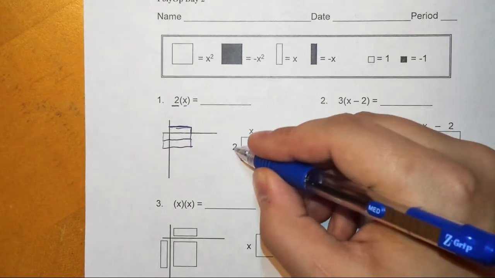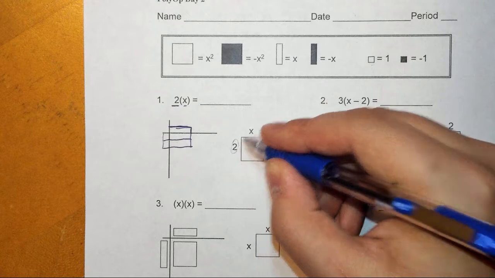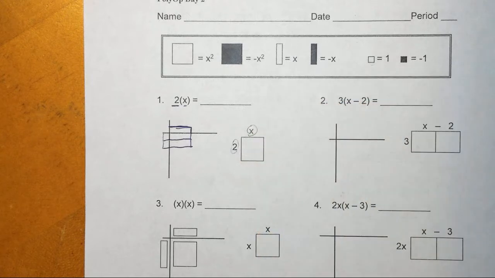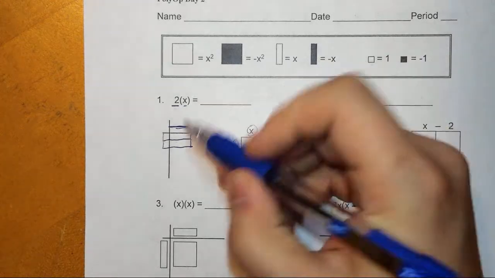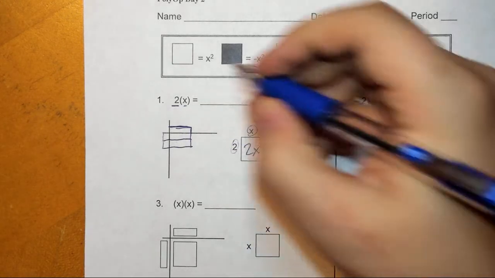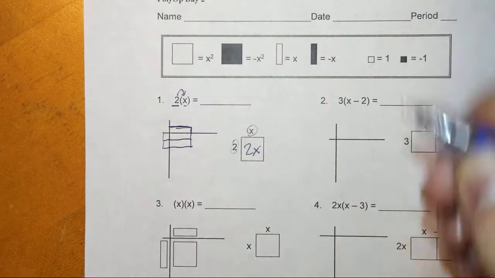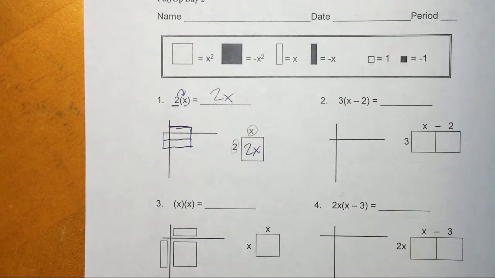Now, box method, same kind of deal. You're doing one side of the product on one side, the other part on the other side. 2 times x, 2x, right? 2 times x, 2x. All ways we've used before.